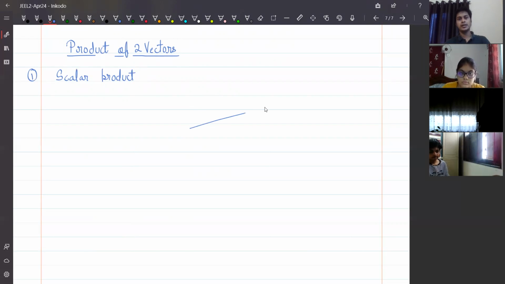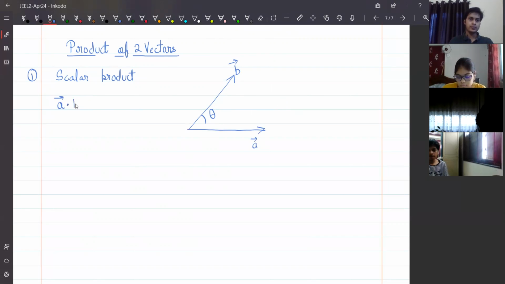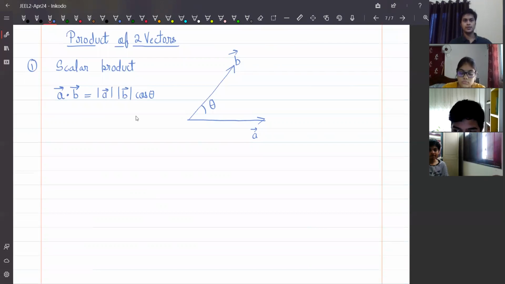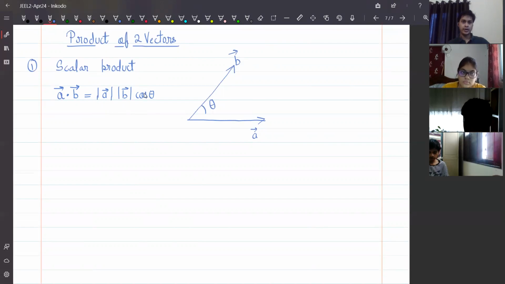If two vectors are there, like the first vector is A vector, second vector is B vector, and angle between them is theta, then the scalar product is written as A dot B. This dot is important here. And the value is mod of A into mod of B into cos theta. Just this is the formula. And scalar product gives you a scalar value.